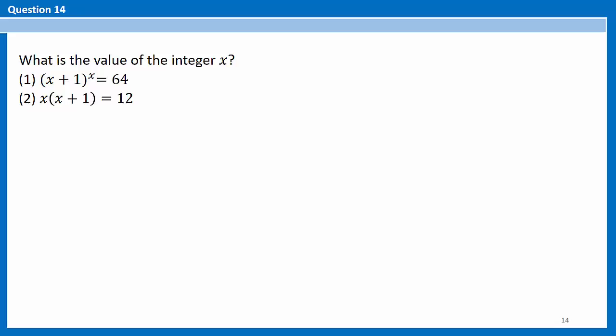What is the value of the integer x? Statement 1 says (x+1) to the power x is 64. Okay, now, what can we know about this?